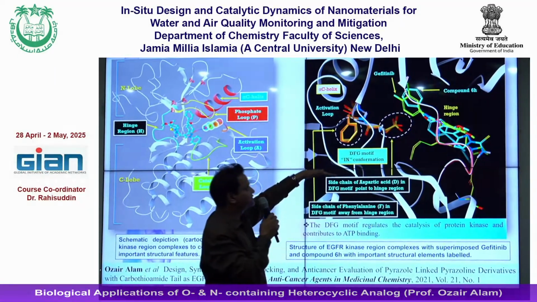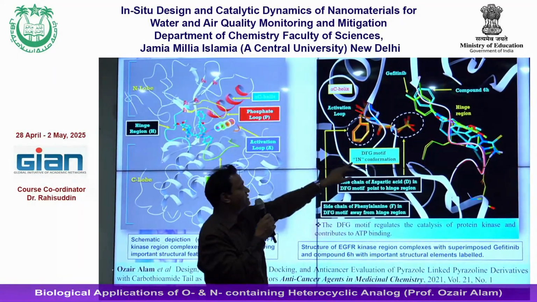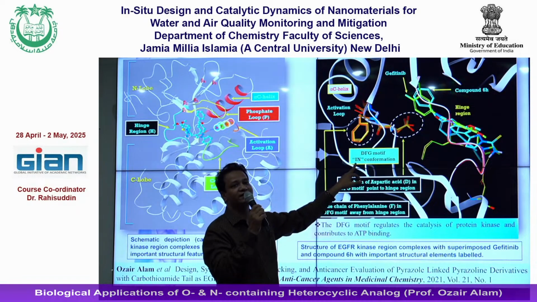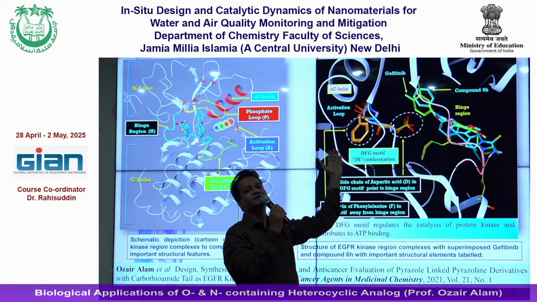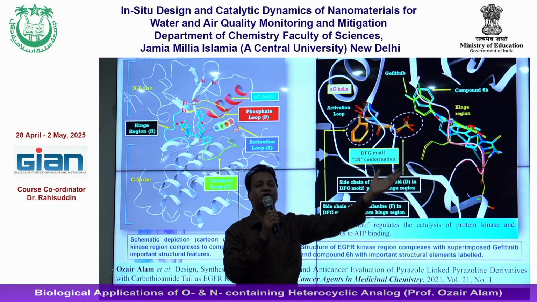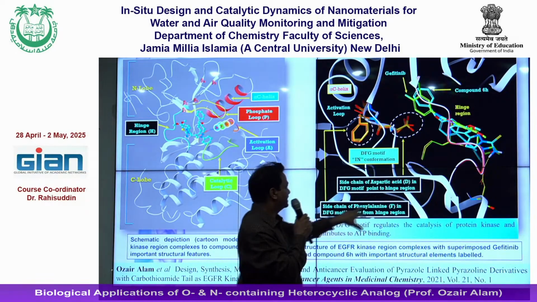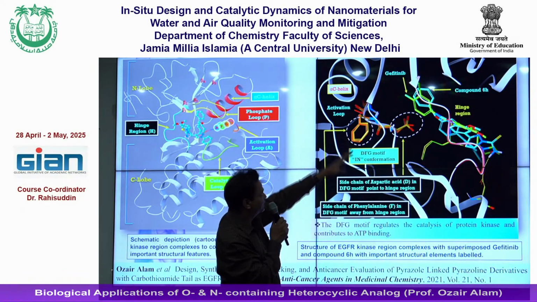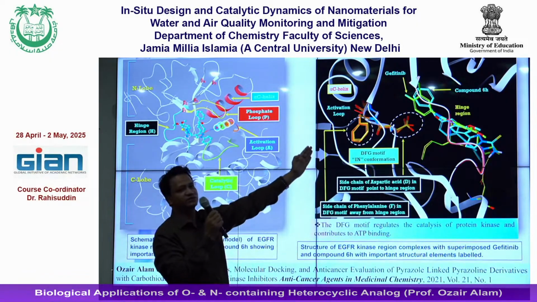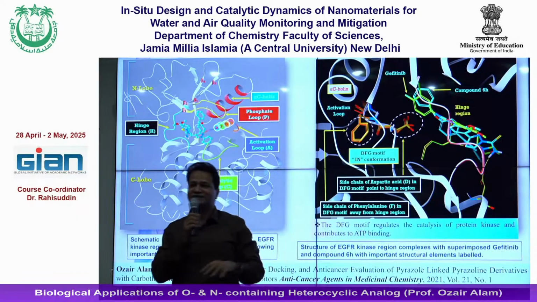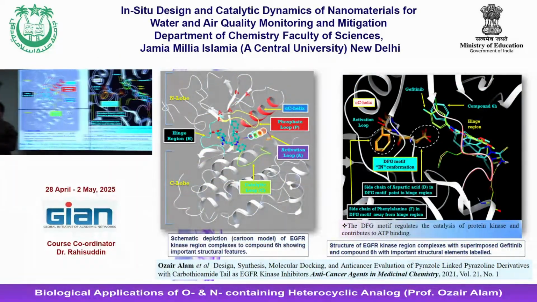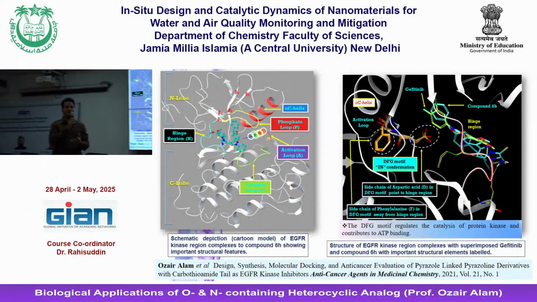If this is facing toward the hinge region, it means your DFG motif is in the in conformer, that is type 1. And if this aspartic acid is facing away from the hinge region, in that case the DFG motif is the out conformer. Similarly, in the case of the phenylalanine side chain, it is away from the hinge region for type 1, and for type 2 it is towards. This is the approach by which we can say our design molecule is a type 1 EGFR kinase inhibitor or ATP binding site.